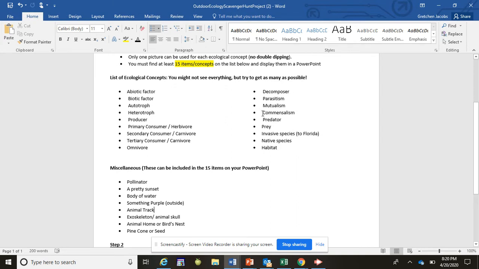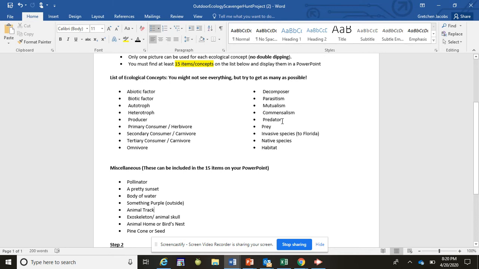Or maybe if you have a dog that never acknowledges you, or maybe a cat, commensalism could be more appropriate, where one gets something out of it and the other one does not. One benefits and one doesn't. Predator and prey, if you can find an example of a predator eating prey, then you could put that all in one. But the predator and prey you could do separately.